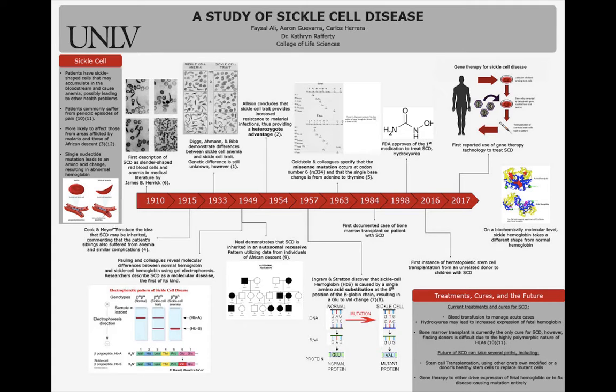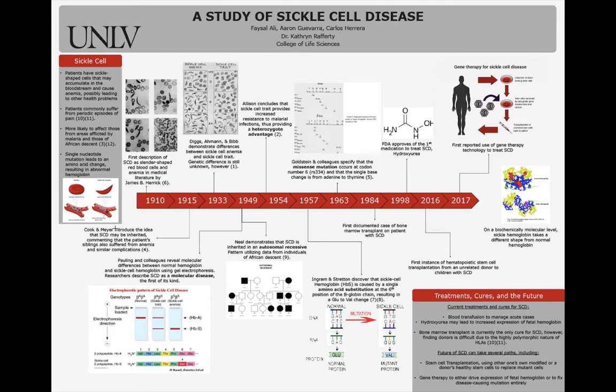In 1933, Dix, Amand, and Bibb demonstrated that there were differences between sickle cell anemia and the sickle cell trait. However, the genetic differences were still unknown. In 1949, University of Michigan researcher James B. Neal published an article in which he demonstrated that the inheritance pattern of the disorder was autosomal recessive, meaning that an individual must inherit two copies of a mutated allele, one from each parent, in order for the disorder to be manifested by the individual. Neal came to this conclusion by utilizing the data obtained from individuals of African descent.